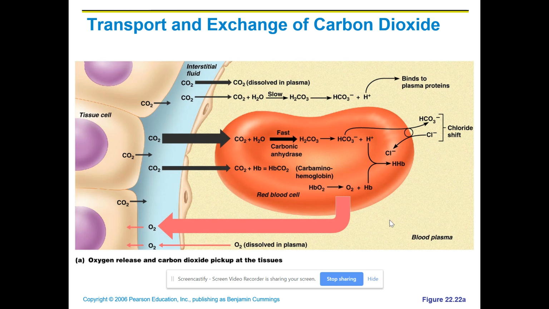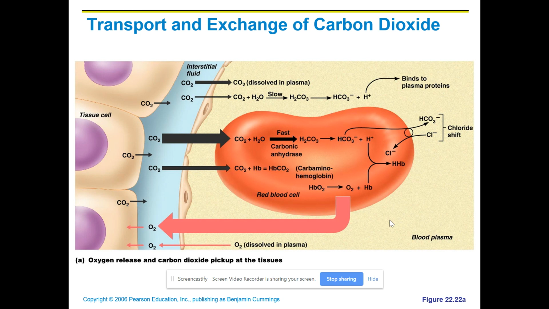For every bicarbonate that leaves, a chloride enters. This is called the chloride shift. So in the tissues, carbon dioxide comes in, bicarbonate leaves, and for every bicarbonate that leaves a red blood cell, a chloride enters.